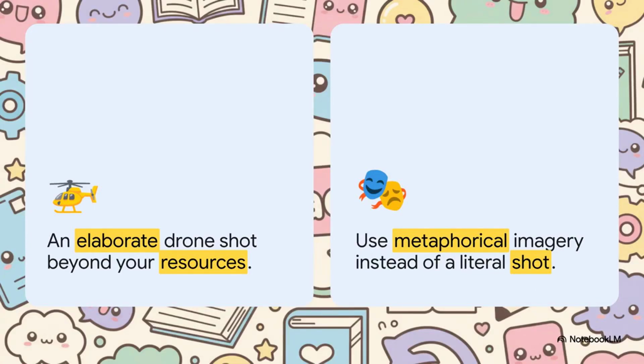It's also about practical constraints. Say your storyboard calls for this elaborate, sweeping drone shot, but your peers flag that you have absolutely no budget or footage for that. Well, this is where constraints actually spur creativity. You swap out that literal, impossible shot for powerful metaphorical imagery. You can convey the exact same feeling without losing the story's essence.